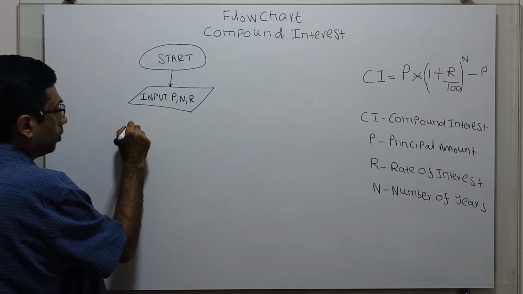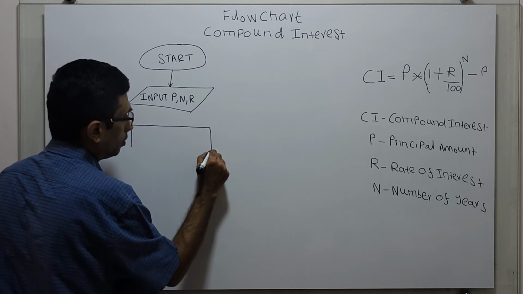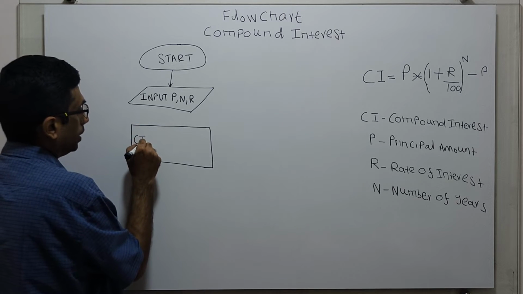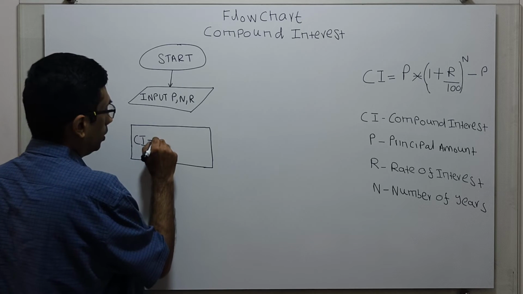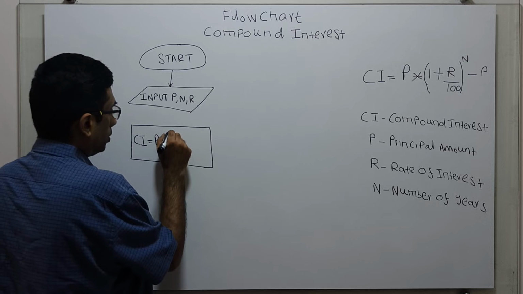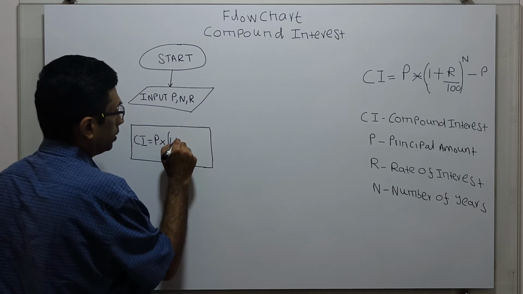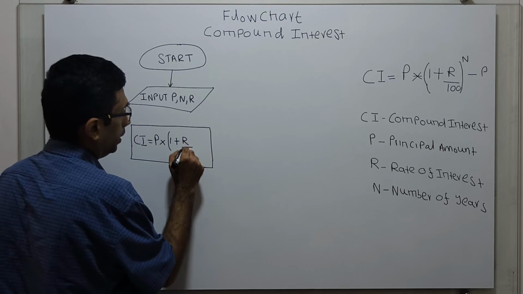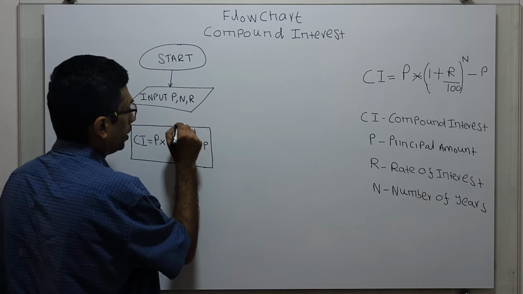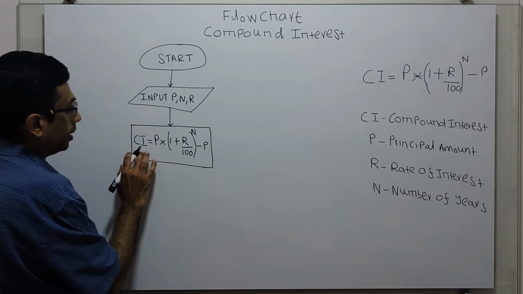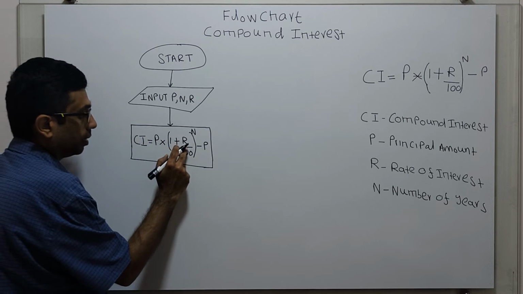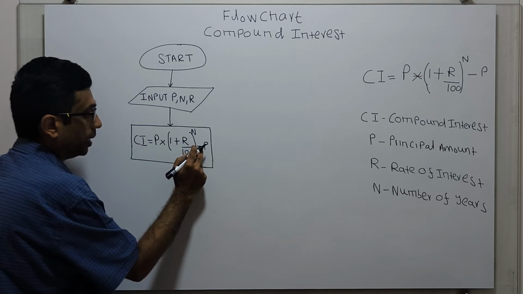Next, I am calculating the compound interest. I am using variable CI for compound interest, which is equal to principal amount multiplied with 1 plus rate of interest divided by 100 to the whole power n, number of years, minus principal amount.